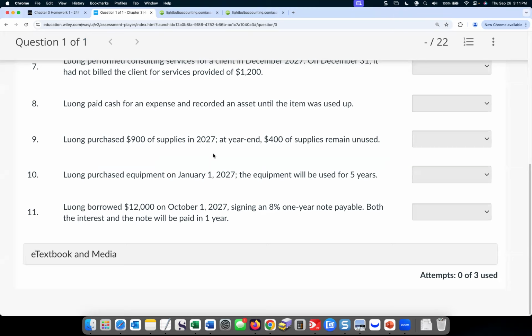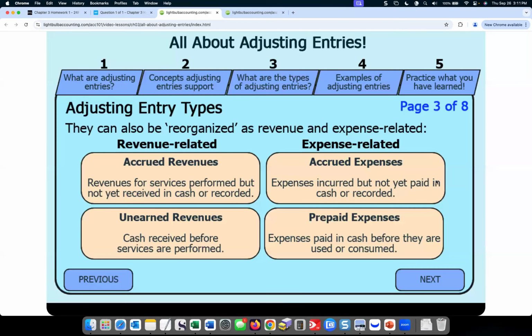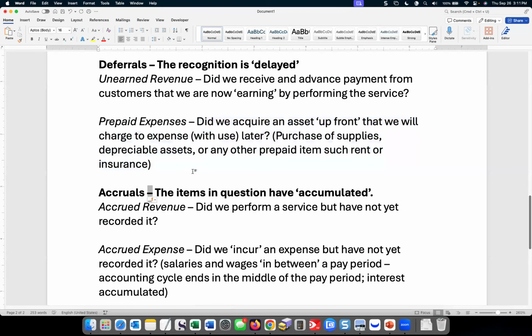Luong purchased equipment on January 1st, 2007. The equipment will be used for 5 years. Okay, so is this a revenue or an expense related thing? An expense, and which one does it more closely fit? Yeah, so again, let me go to the notes. We bought something, the equipment goes on the books as an asset, as it must. And then instead of using it up, we depreciate it. All right. And we'll talk about depreciation as a concept, what that actually means, here in a moment, because that's something that I want to dig into a little more.